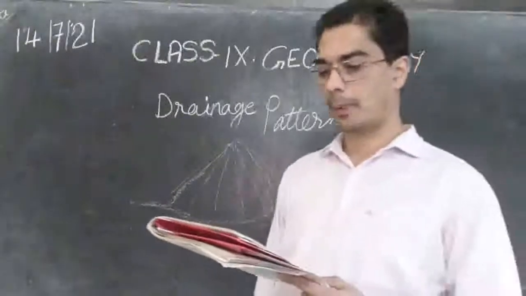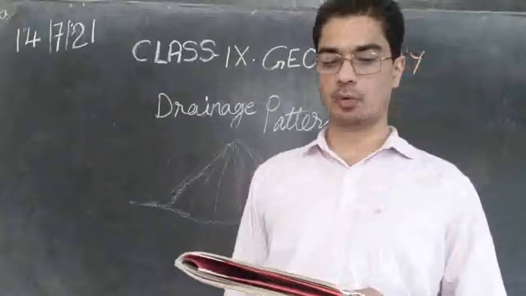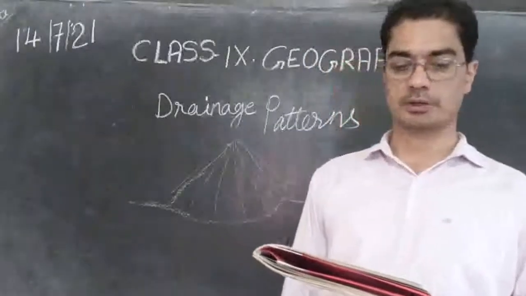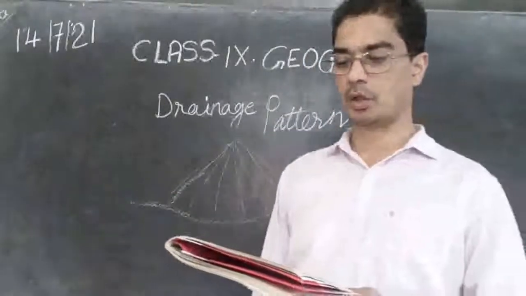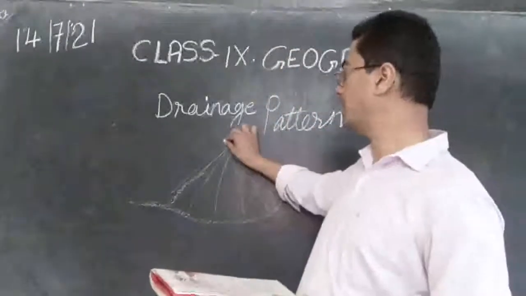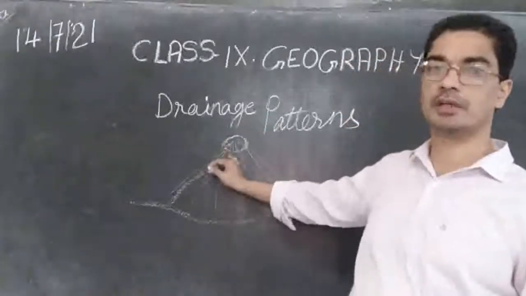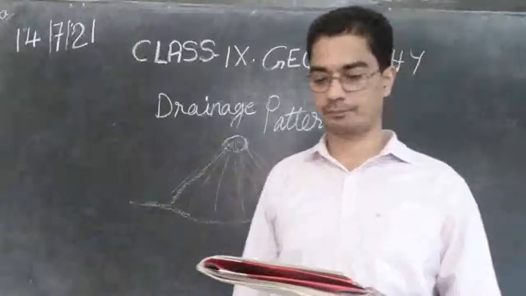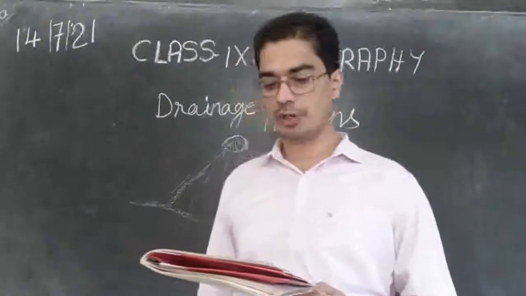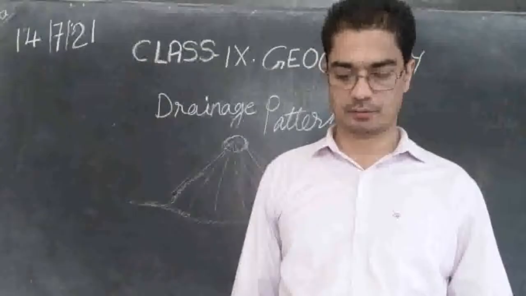And a radial pattern develops when streams flow from a central peak or dome-like structure. So it is a central peak, and water starts flowing from here in different directions. And a combination of several patterns may be found in the same drainage basin.